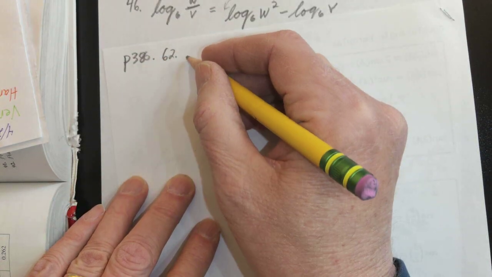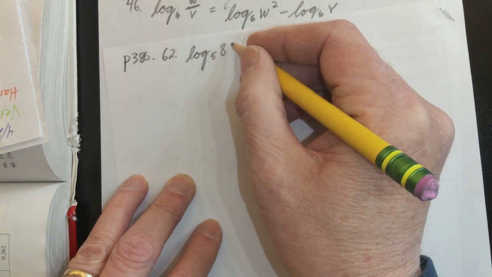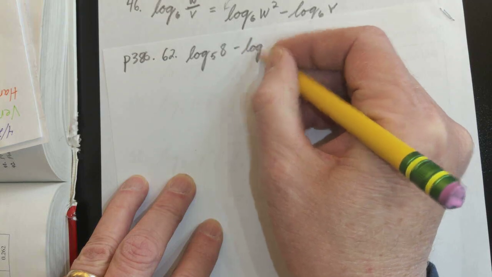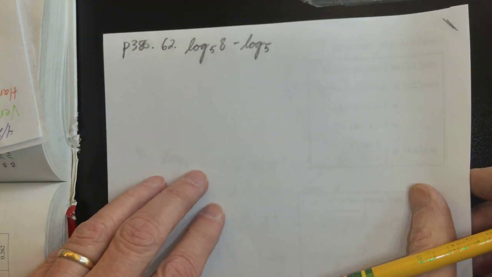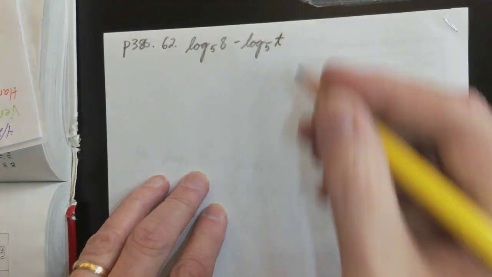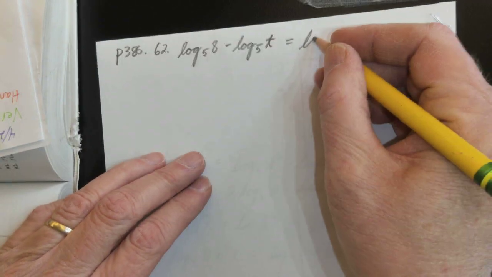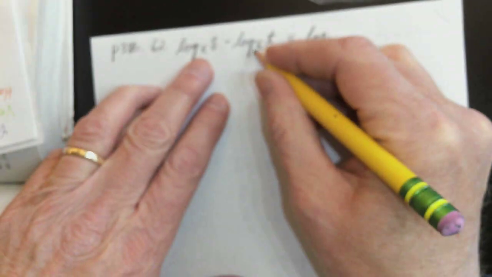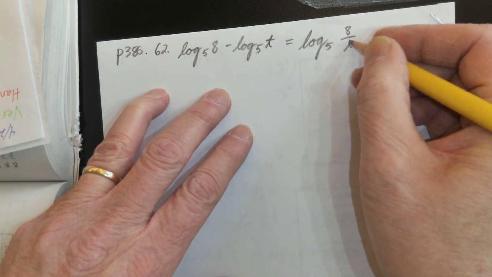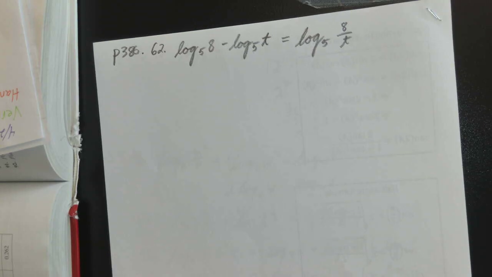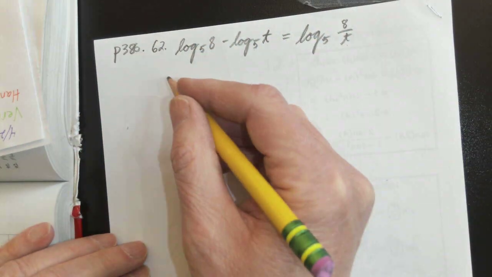Is log base 5 of 8 minus log base 5 of t. Minus goes with division. Let's make one log out of it. It's the same base. Let's make it log base 5 of 8 over t. All right? We've condensed it. We had this, we condensed it to one logarithm.